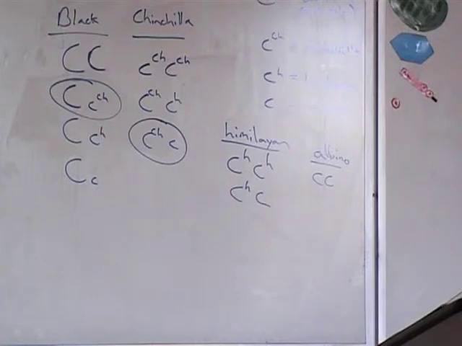Is that right? These are hard. Use the fact that chinchilla is better than Himalayan, and Himalayan is better than albino. That's what I got.